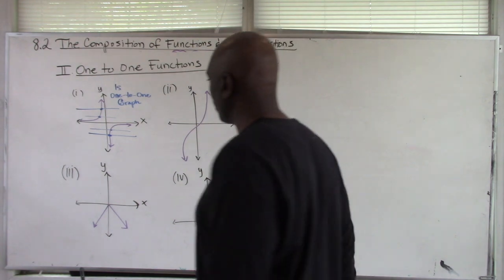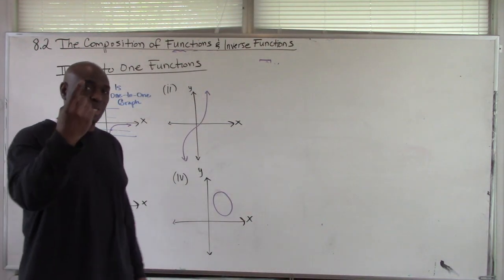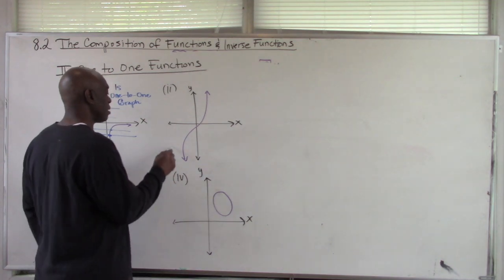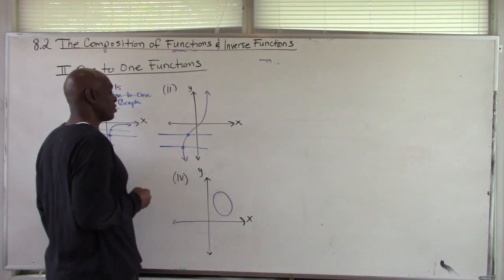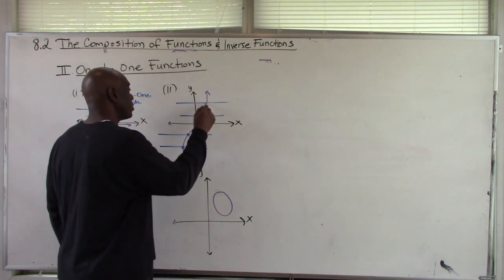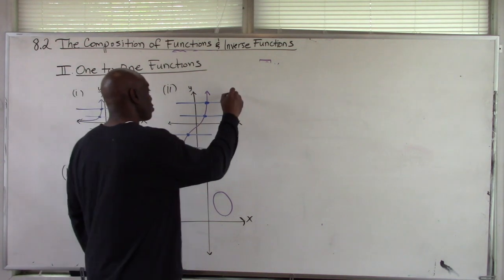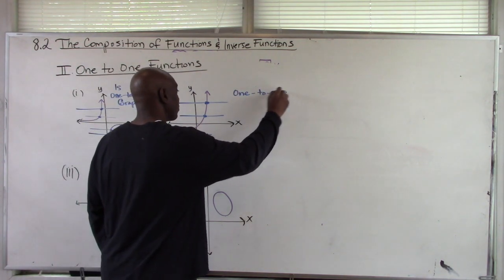All right, how about example number 2? Is it one-to-one? Is it for every horizontal line, one touch? Let's see. One touch. So far, so good. One touch. So far, so good. One touch. So far, so good. One touch. So far, so good. Yep. This is one-to-one too. This is a one-to-one graph.